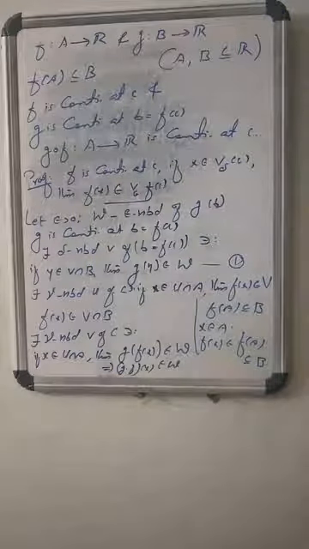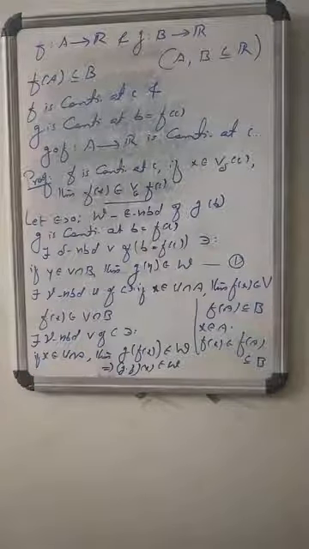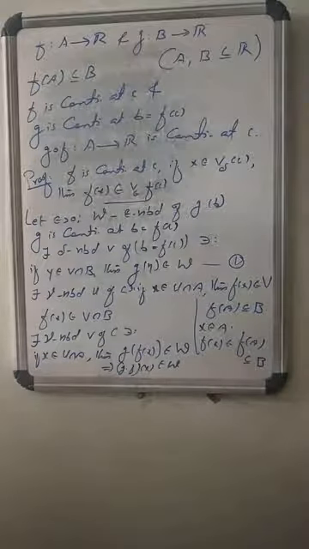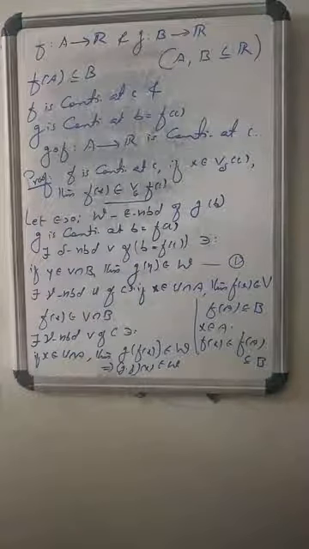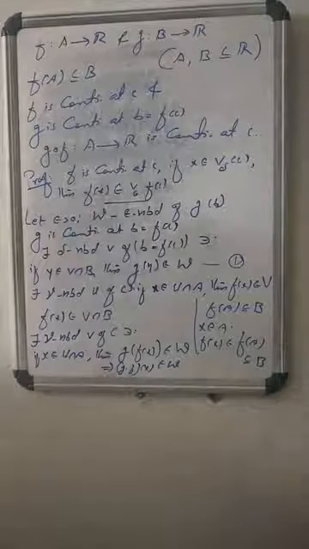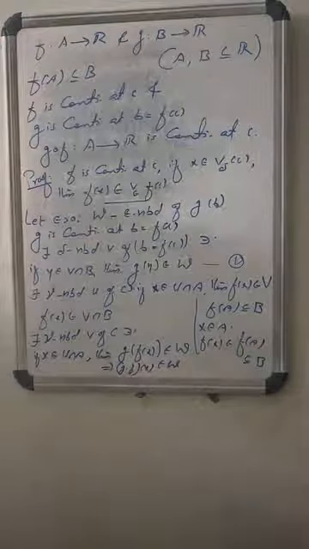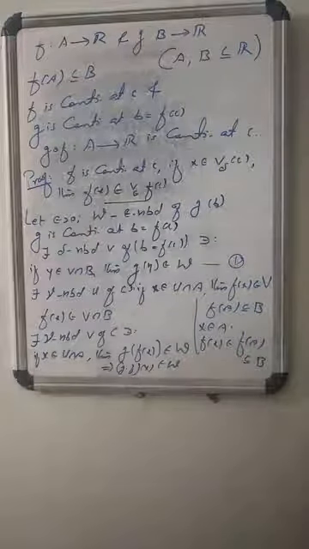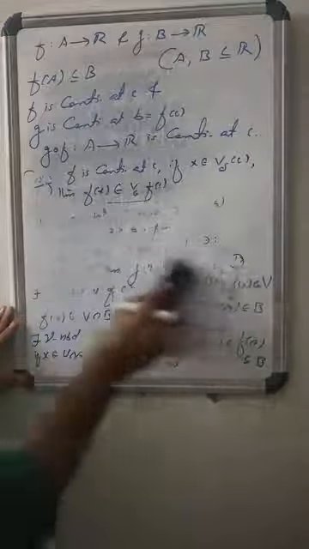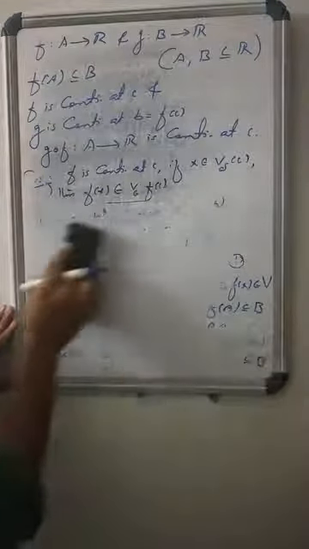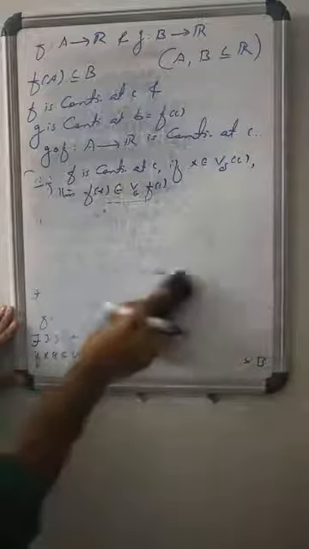So the result is important. When f is continuous at c, g is continuous at f of c, then their composition g composition f is continuous. So that means the composition of two continuous functions is always continuous. So by using this identity or these arguments, we can solve some problems.